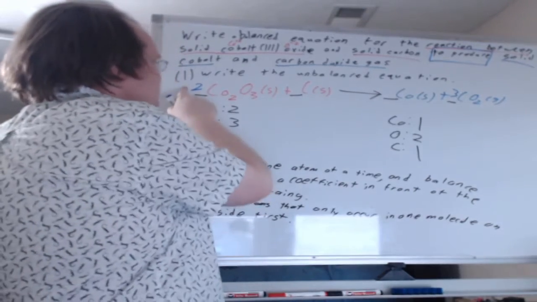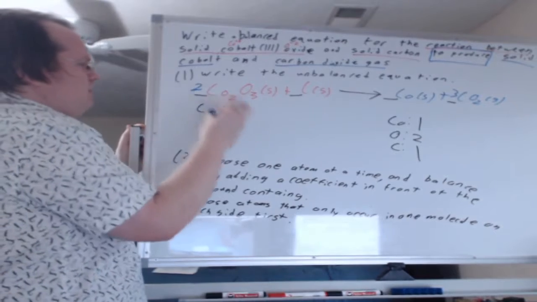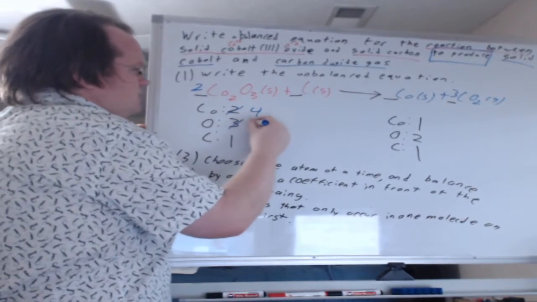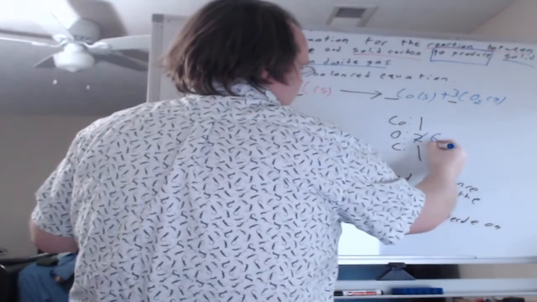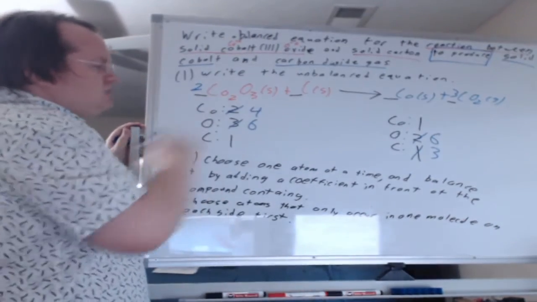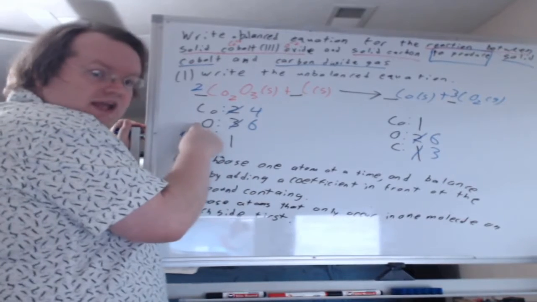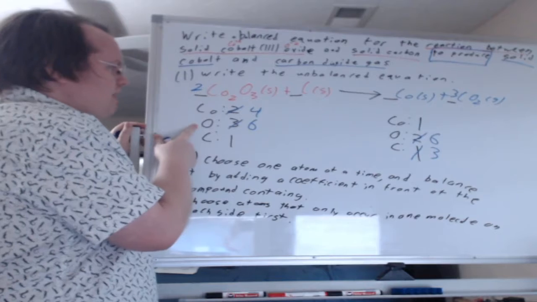Now, every time I add coefficients, I need to change the numbers down here. So a 2 in front of that means I now have 4 cobalts. I now have 6 oxygens. Over on this side, I now have 6 oxygens, but I also have 3 carbons. So my oxygens are good for now. Some problems you may have to change something more than once, so it could be the oxygens are going to change again. But for now, my oxygen's good, so we're going to go to other atoms.